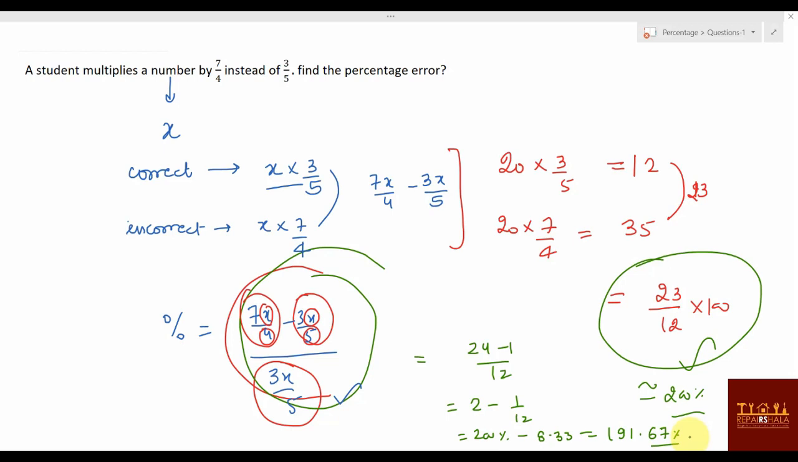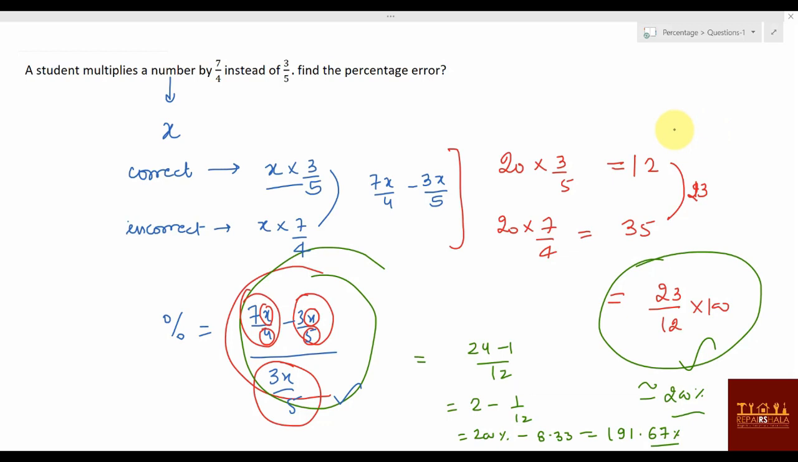You can take the x value anything. You can take 100 also. Whatever value you take, it will get cancelled when you are finding the percentage, because percentage is unitless. Change by original value, both will have the same units. Constant will get cancelled. Anything common will get cancelled.